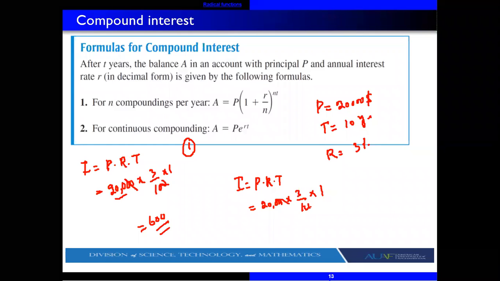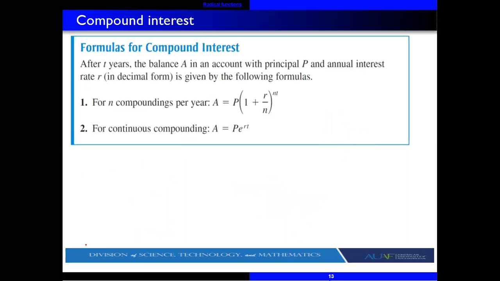So again, if you cancel 0, result is 600. Why? Because for first year, for second year, for third, fourth till 10 year, the amount is same, 20,000. He only charges for principal amount 20,000. But in compound interest, it is something different. Compound interest is interest over interest. Sood wala sood. Bank will charge interest also for interest.